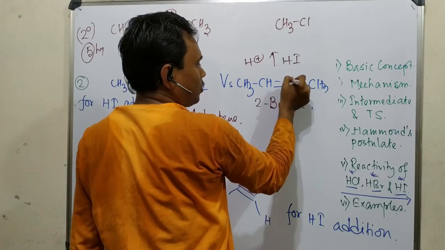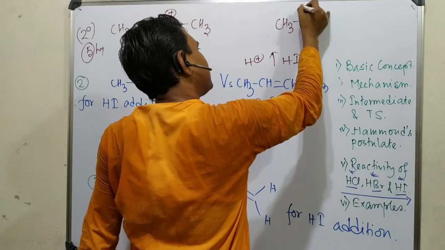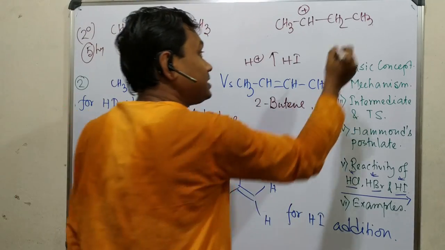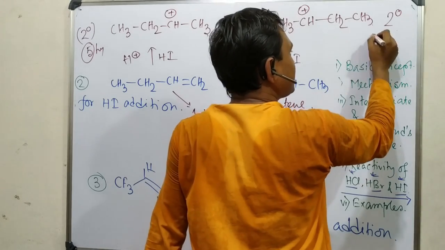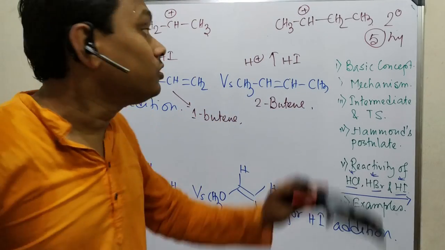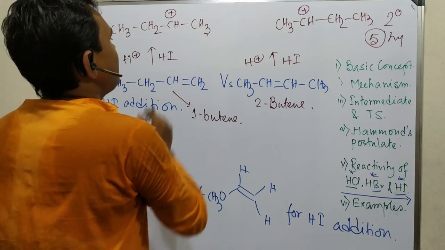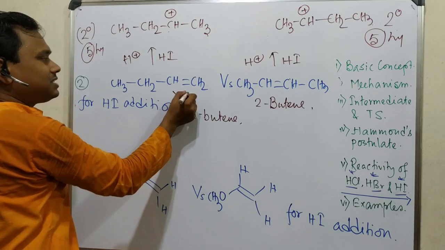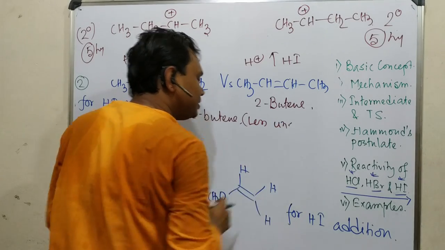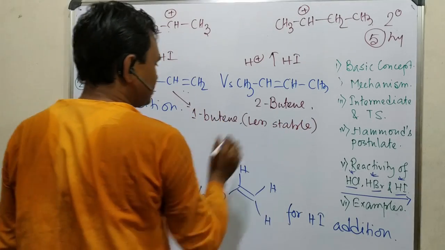Now see, it's symmetrical, so protonation at either carbon ultimately results in the same product. So let's draw a particular one. This is CH2, this is CH3. Here this is also a secondary carbocation and the number of hyperconjugations is 5. So from this point of view, both are the same, and we cannot conclude based on this. Then we have to consider another factor. What is that factor? See, this is relatively less stable. Don't say the word unstable, say less stable. There is a difference between unstable and less stable.